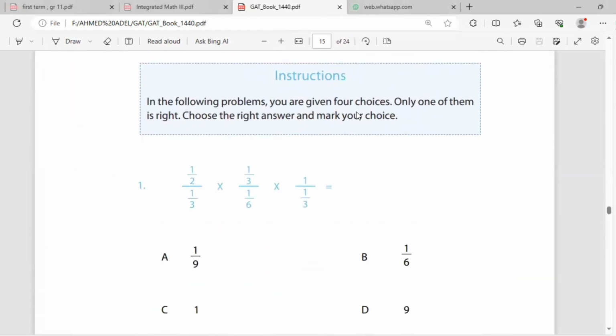Find the product of 1 over 2 divided by a third, times a third divided by a sixth, times 1 over a third. First of all, we can multiply the numerators, 1 over 2 and 1 over 3. When we multiply fractions, we multiply the numerators and multiply the denominators. 1 times 1 over 6. So the product here is going to be 1 over 6.